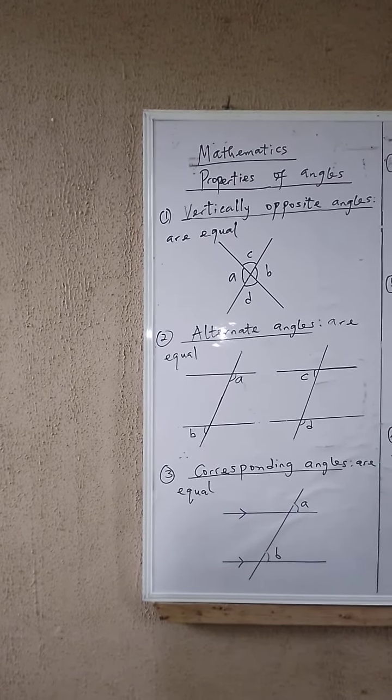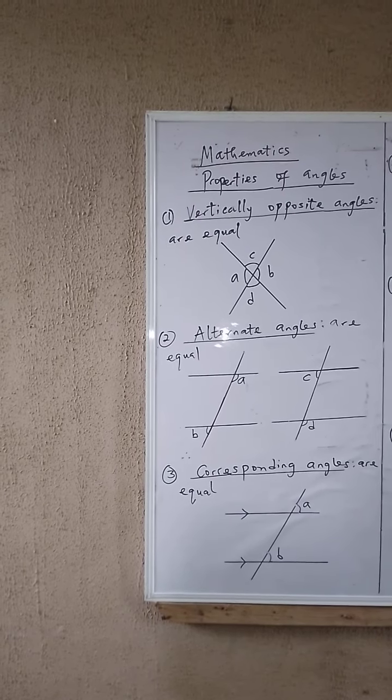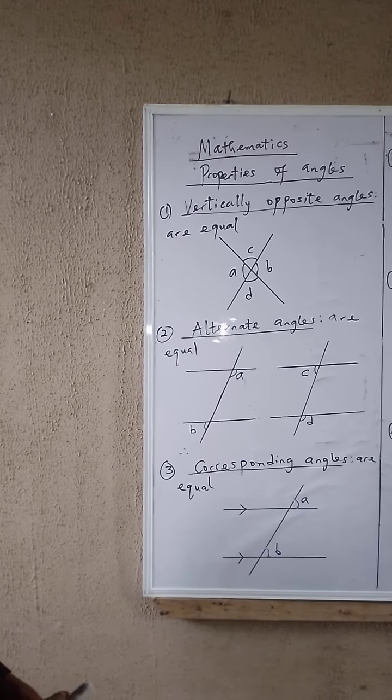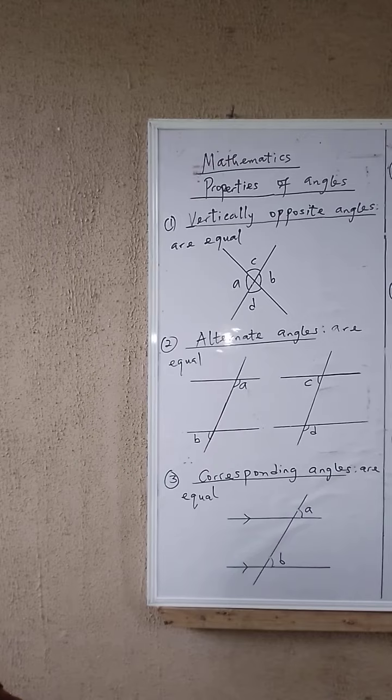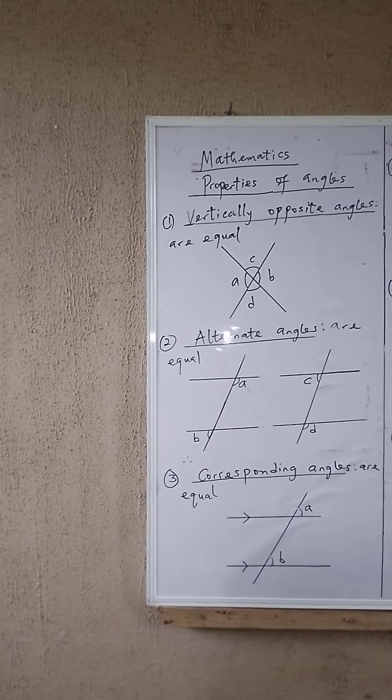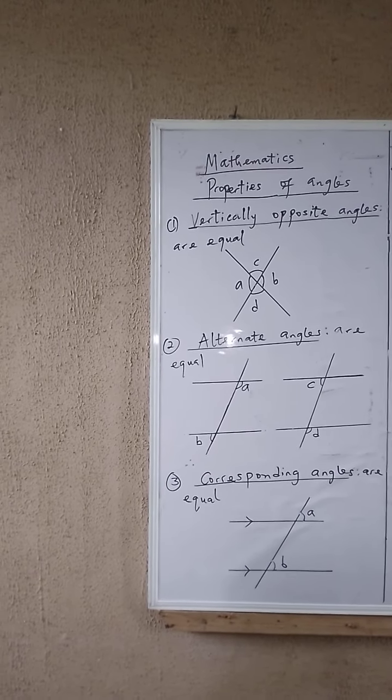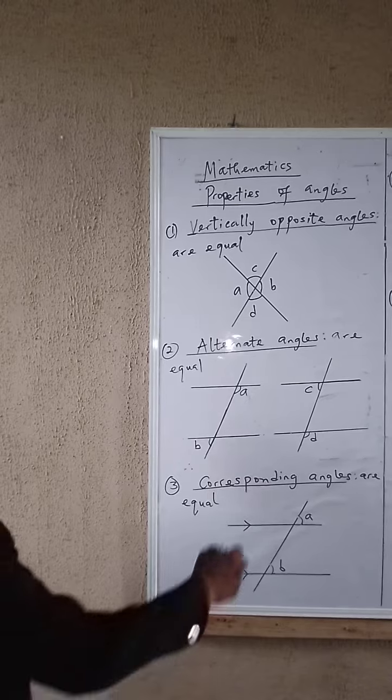Today we want to consider the properties of angles. The first property that we are going to consider today is vertically opposite angles. Vertically opposite angles are equal.